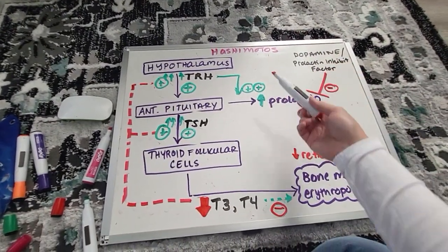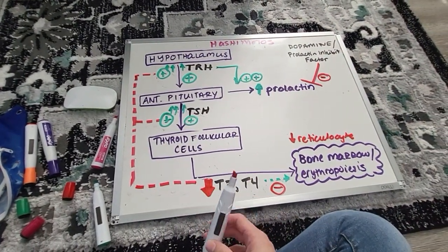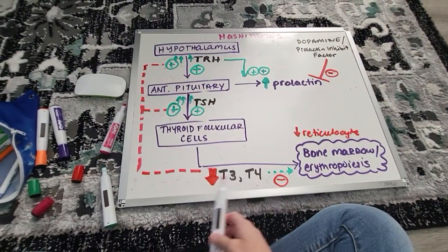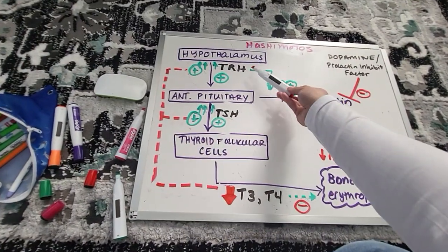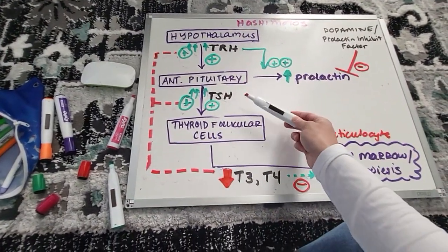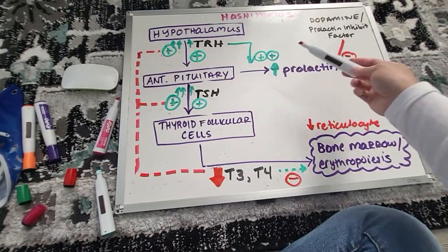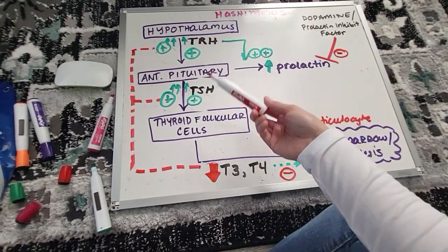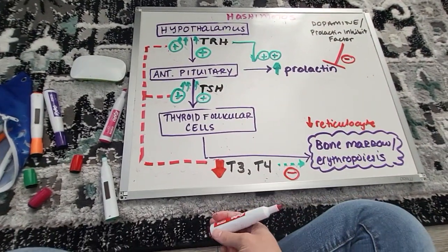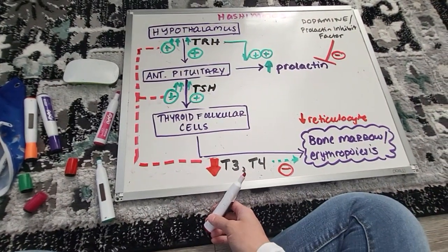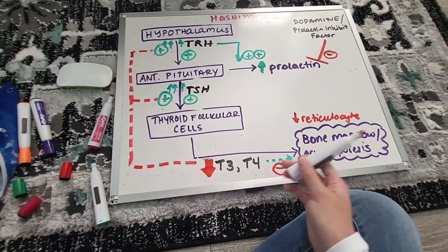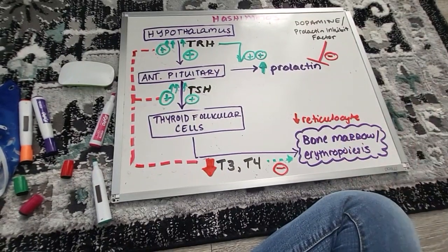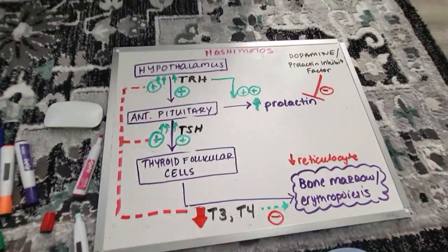So again, Hashimoto's starts in the thyroid. This causes not enough T3 and T4, which tells the body that it needs to make more, so it starts releasing TRH and TSH. TRH will also cause a lot of prolactin to be released because there's an excess of it. And then lastly, T3 and T4 are not enough to stimulate the bone marrow, so our production of reticulocytes decreases. And that's Hashimoto's.